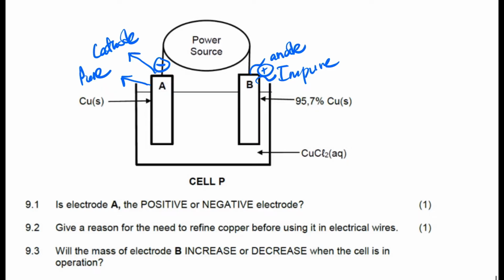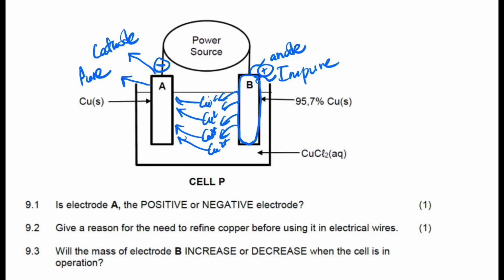So here, what is going to happen: the impure copper that has impurities is going to be purified. The Cu will oxidize to Cu2+, and the Cu2+ will be reduced there. There's a reduction that occurs here, and there's an oxidation that occurs at the anode.